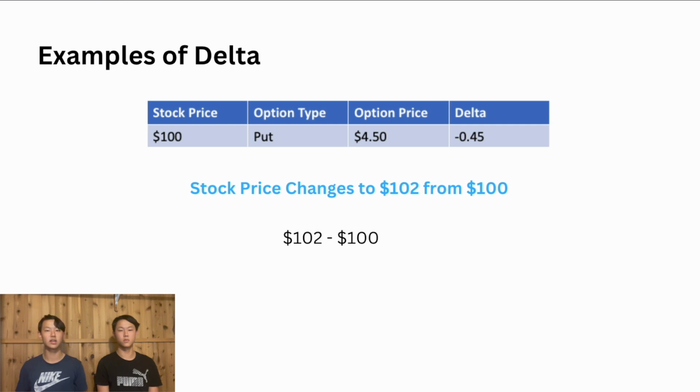First, we need to calculate how much the stock changed. Subtracting $100 from $102 gives us $2. This value is positive because the stock value went up.